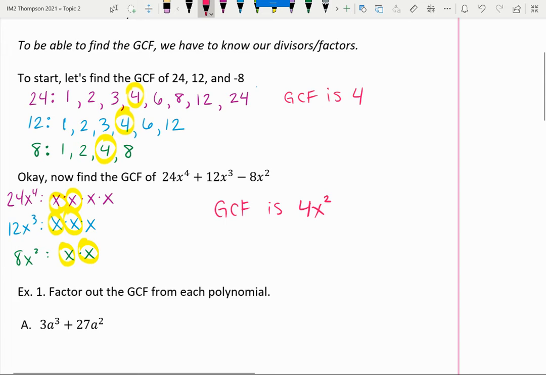Questions on GCF before we build on it even further? We're going to do it plenty, so if it feels like a lot, don't worry too much. But if you have a specific question, yeah. What part do you not get? I understand how you got the x.